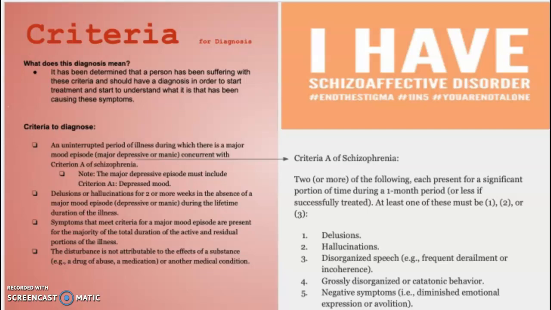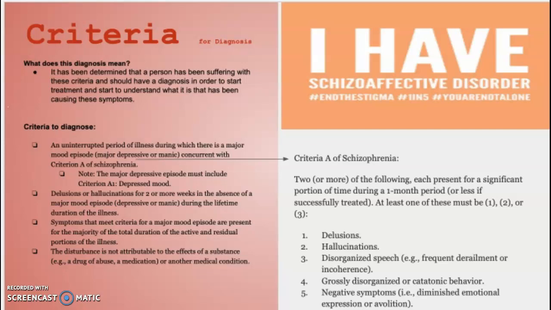Criteria to diagnose. The first criterion is an uninterrupted period of illness during which there is a major mood episode, major depressive or manic, concurrent with criterion A of schizophrenia. Criterion A of schizophrenia is two or more of the following: delusions, hallucinations, disorganized speech, each present for a significant portion of time during a 1-month period. At least one of them must be 1, 2, or 3. So either delusions, hallucinations, or disorganized speech have to be present.